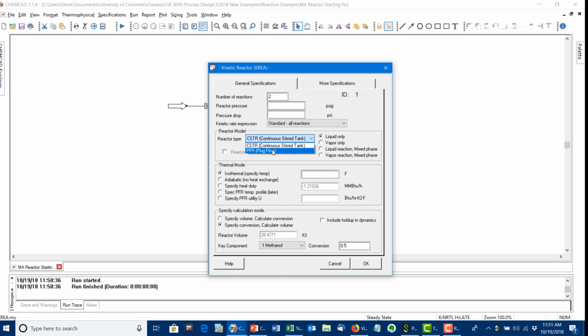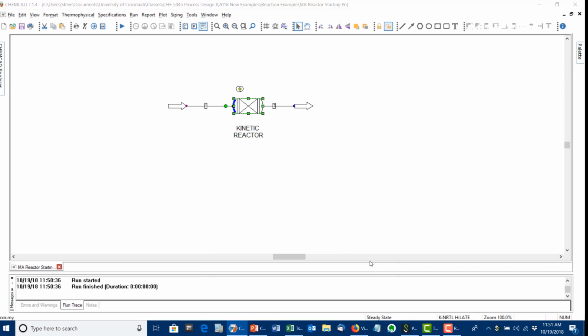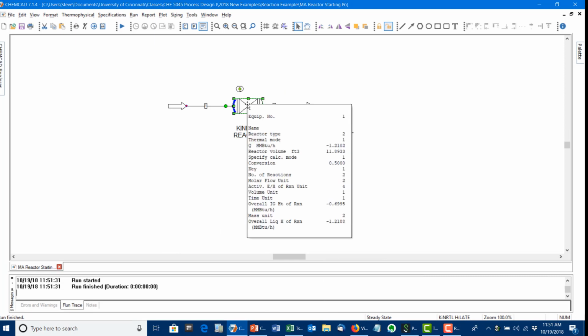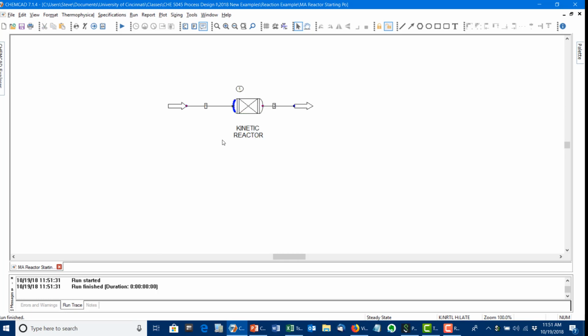If we want to do this as a plug flow reactor, all I have to do is change the reactor type. And I'll step through these screens and run the reactor again. And now you can see that the reactor volume is only 11.9 cubic feet. That's a difference we'd expect based on the lower volumes typically required for plug flow versus continuous flow reactors.